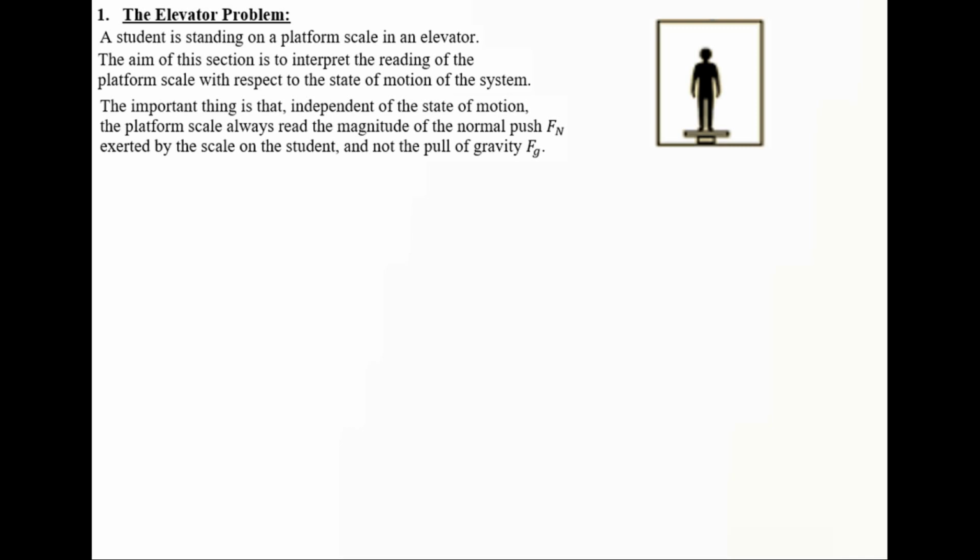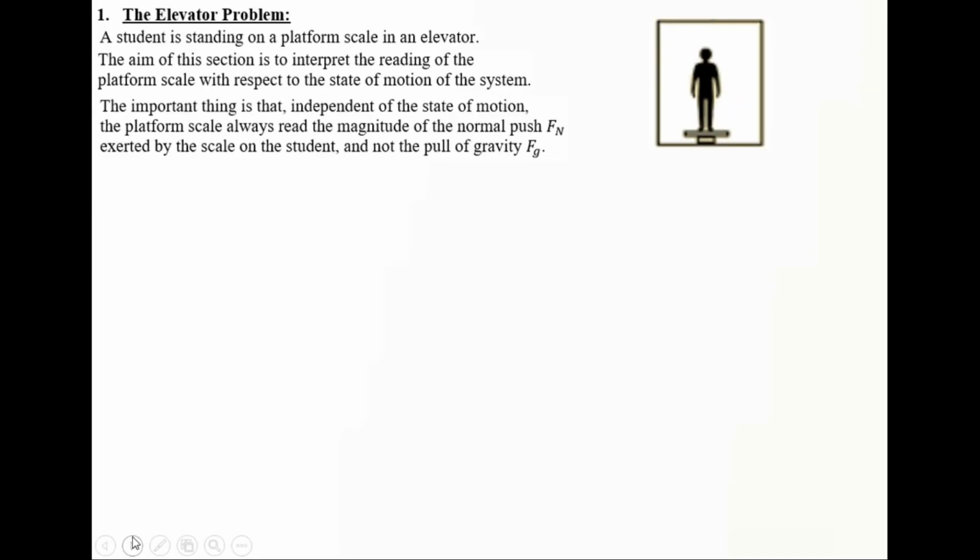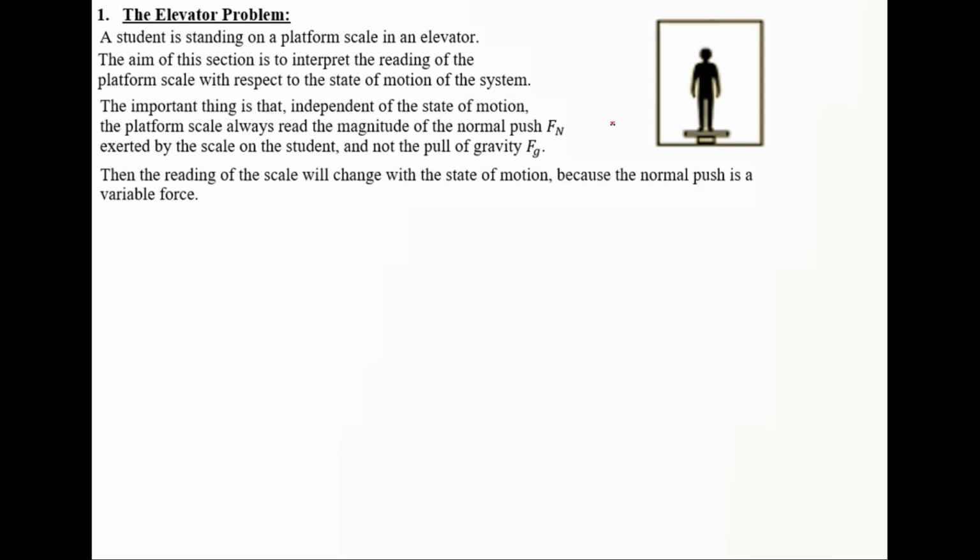Usually a misconception happens where we think that the platform scale measures the pull of gravity on the student, and this is not true. The platform scale measures the normal push, and this is important. We know that the normal push is a variable force, and sometimes it happens to be equal to the pull of gravity. However, if we have some perturbations to the system, like additional forces or acceleration, the normal push would change. Then the reading of the scale will change with the state of motion because the normal push is a variable force.